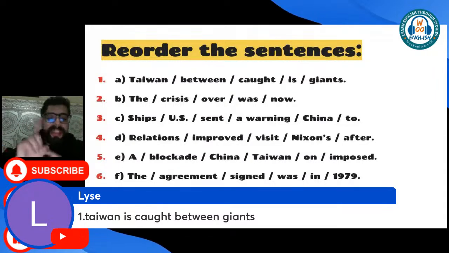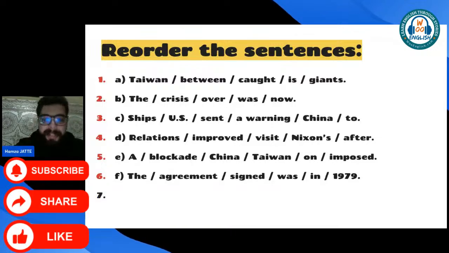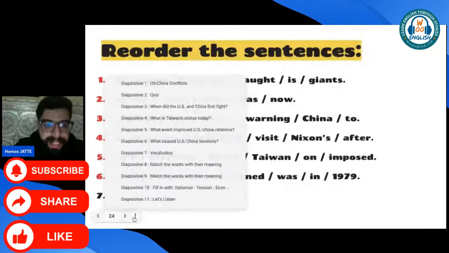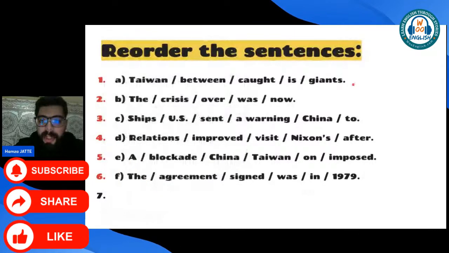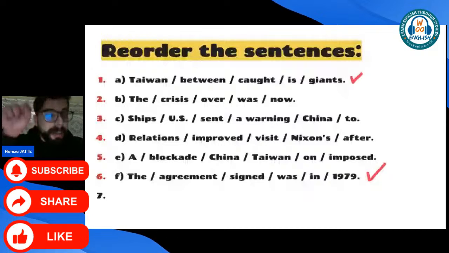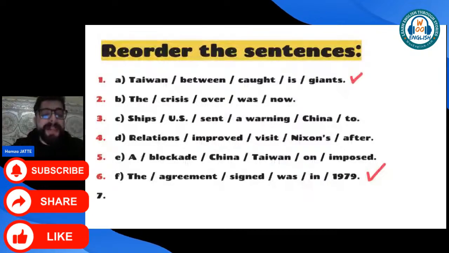Taiwan is caught between giants. That's number 1. Perfect. That's number 1. So I'm gonna cross number 1 and number 6 because you guys did them. So you guys did number 1 and you did number 6. Perfect. And of course, if you want to see the corrections, see Elise and Sergio's answers in the chat. They did a great job.